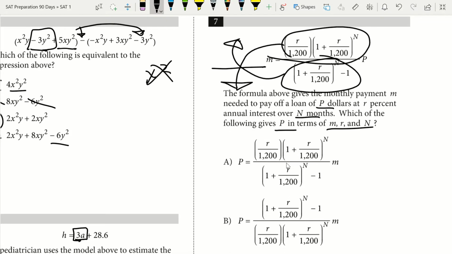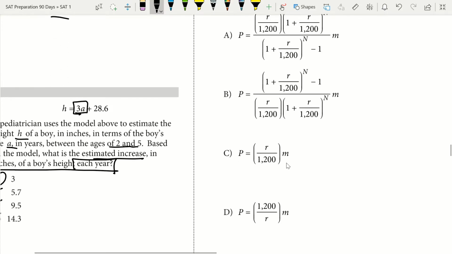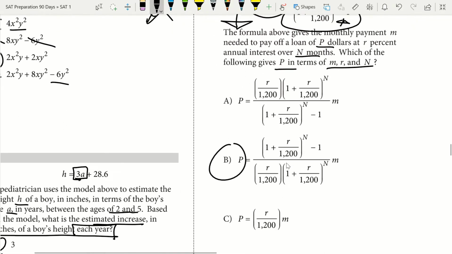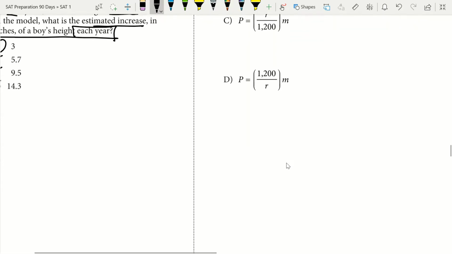So I know I'm flipping it, so I'm going to look for having this negative 1 up top. I see the only option where I've got negative 1 up top is option B, so B must be my answer then for question 7. All right, now we got question 8, so go down to question 8.